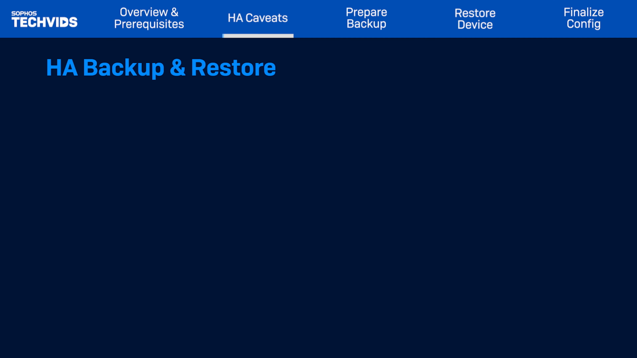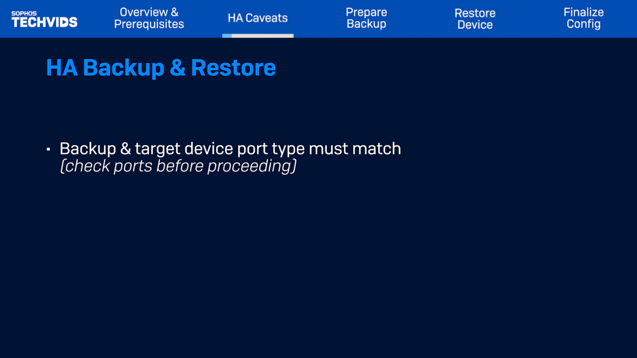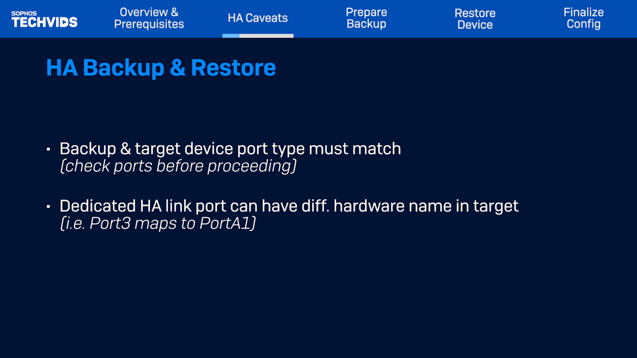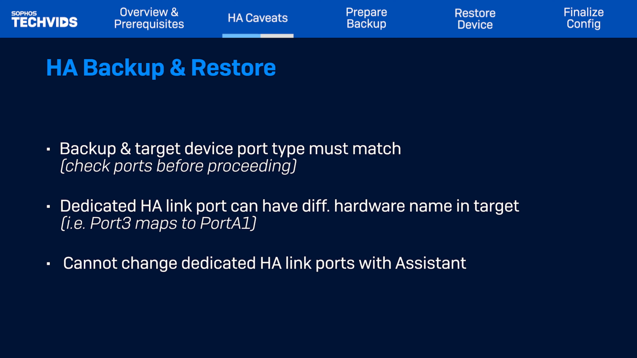When restoring the backup for high availability configurations, there are additional points to note regarding the dedicated HA link. First, in the backup and target devices, the dedicated HA link port type must be the same. So, make sure this is the case before starting. When restoring, the dedicated HA link port can have a different hardware name in the target device. The HA link is automatically detected and mapped to the appropriate port, which may not be the same as on the backup device. So port 3 could map to port A1. And for HA restore backups, you cannot change the dedicated HA link port mapping within the Backup Restore Assistant.